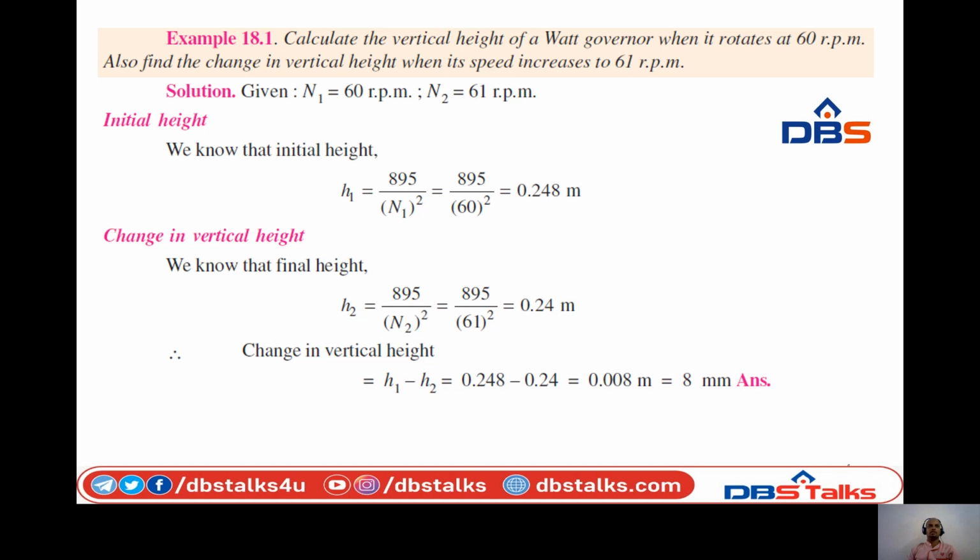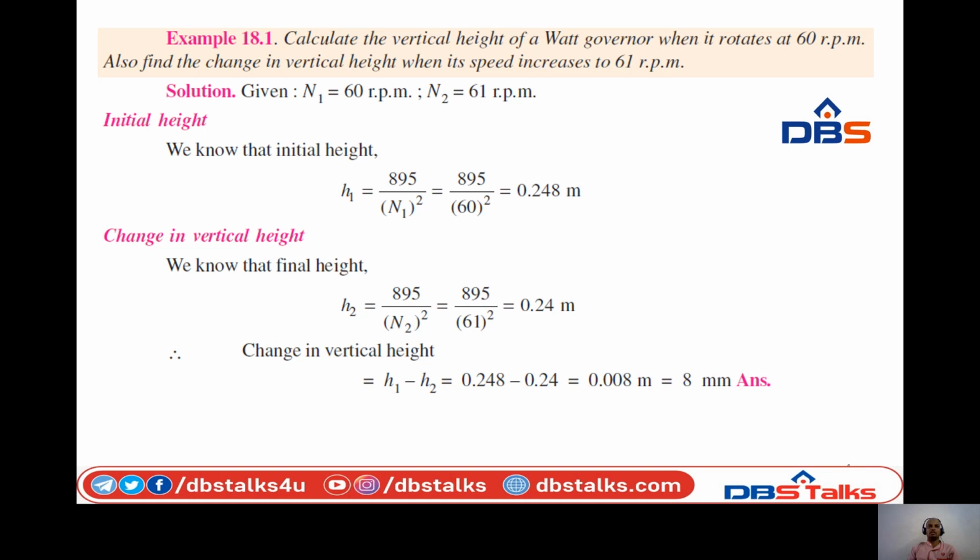So basically, firstly we have to remember the formula that h is equal to 895 by N square. This is the basic formula. Then the given data is N1 is equal to 60 rpm and N2 is 61 rpm. We know that the initial height h1 is equal to 895 by N square. Substitute the N value here: 895 by 60 square. So the value is 0.248 meters.